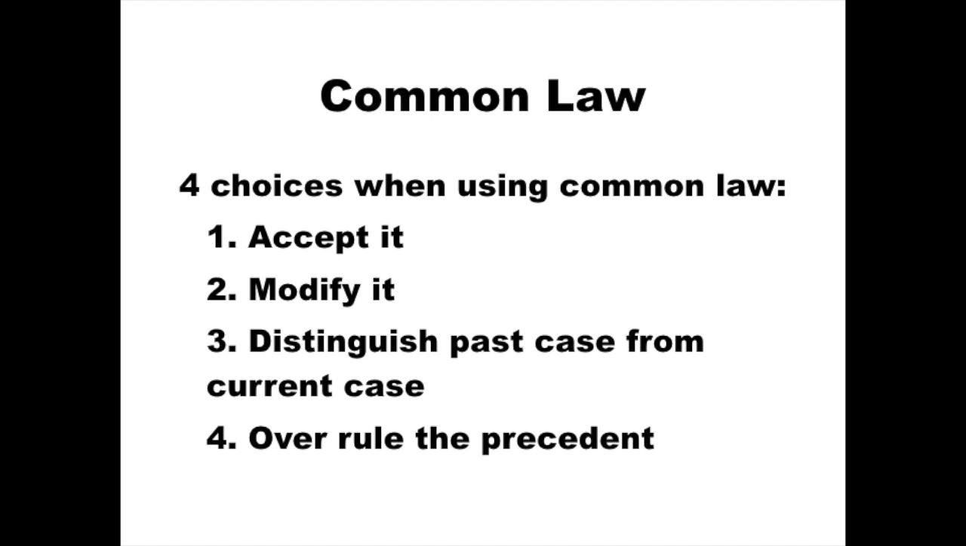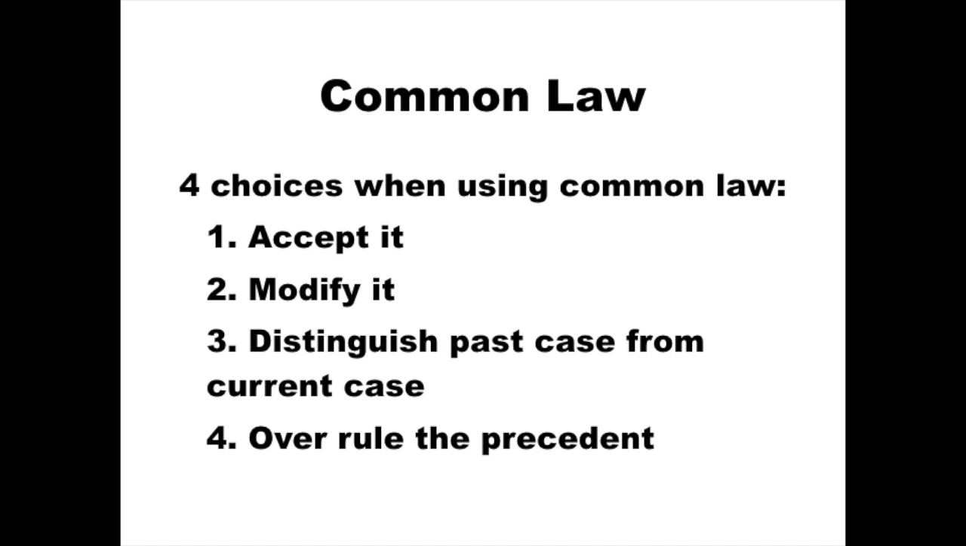So when it comes to common law, we have basically 4 choices the judge does when they're looking at that past case. They can accept it and say, yep, this is just like what happened 2 years ago, and we're going to rule in favor. Or they can modify it and say, yes, this is very similar to that other case, but we don't believe that it rises to the same economic dispersion or the same emotional problems.